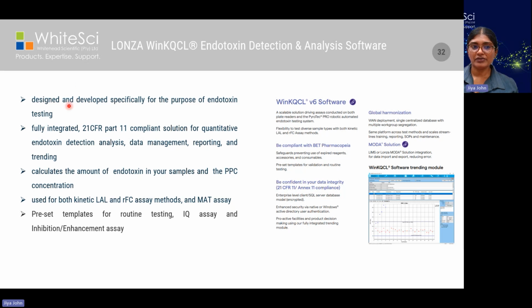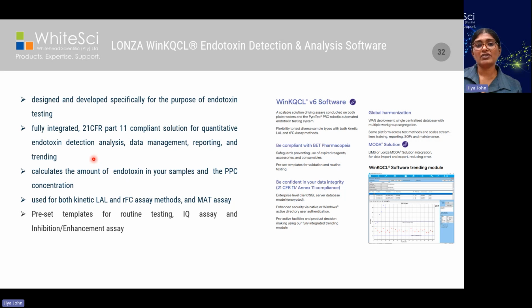The WinKQCL software is designed and developed specifically for the purpose of endotoxin testing. It is a fully integrated 21 CFR Part 11 compliant solution. It can do quantitative endotoxin and detection analysis, data management, reporting, and training. So basically, if you have the endotoxin kits from LONZA and are using the WinKQCL software, you are compliant with the pharmacopoeia. That is a very big plus point for labs that have to undergo audits and for QC purposes.